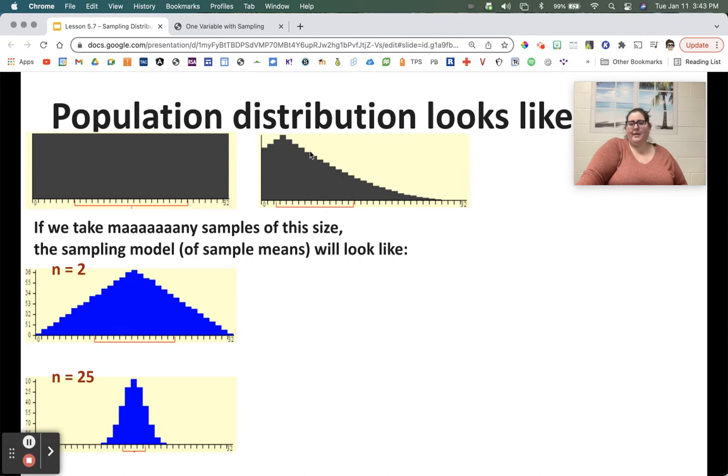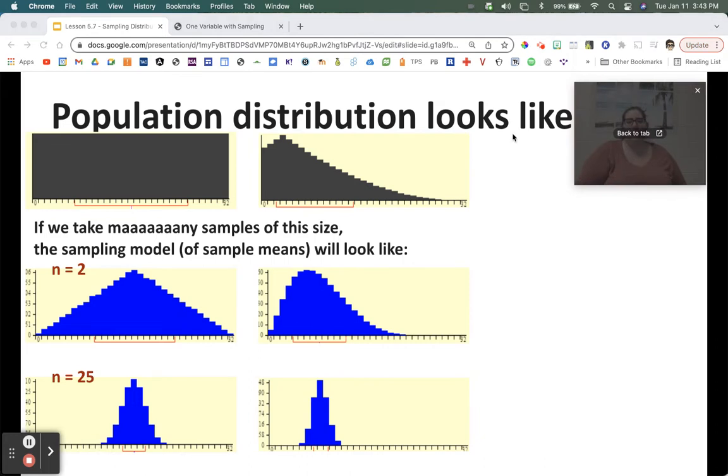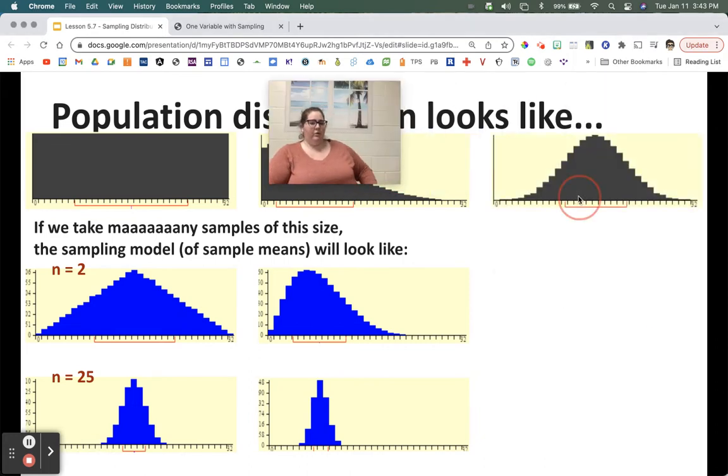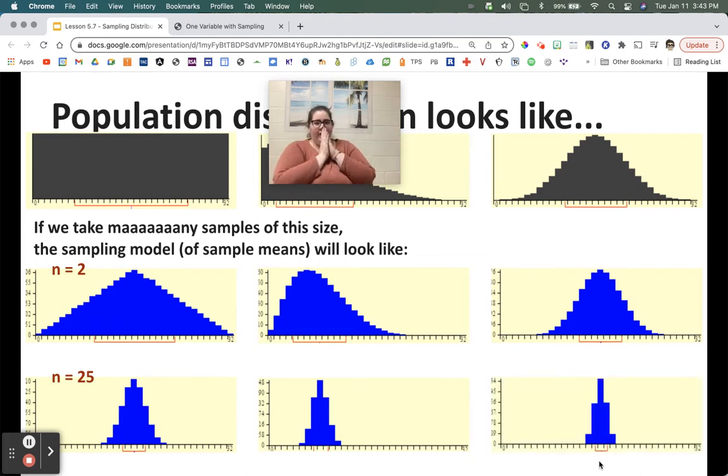If my population is skewed to the right, sample sizes of 2 might look like this, still a little bit skewed to the right, but by the time the sample size is 25, it's going to look roughly normal, right? And of course, if I start off normal, my sampling distribution for size 2 is still going to look normal, but just a little bit thinner. And my sample of size 25 is obviously going to look normal, but much thinner.